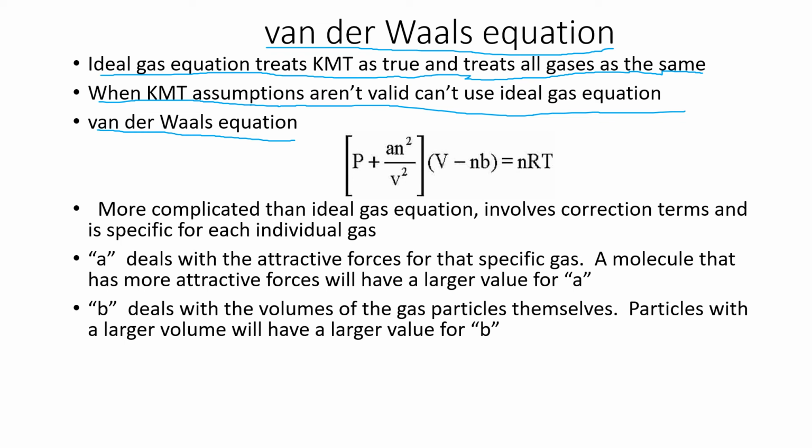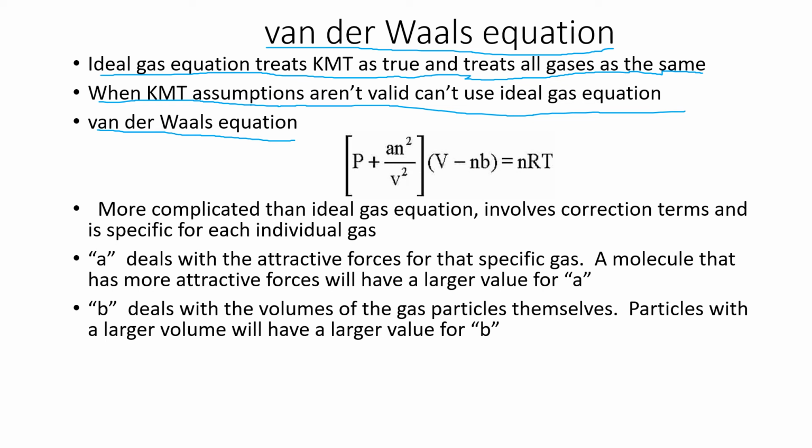First thing I kind of want to show you is if I block out these correction terms, I remove them, what does it look like? Well, it looks just like the ideal gas equation, PV equals nRT, if I don't have them in there. So these are correction terms for that.